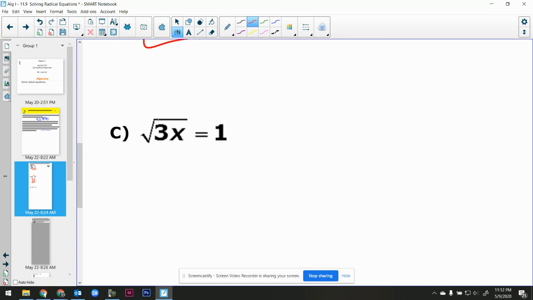So 50 is equal to x. Same thing here. I've got to square the opposite side. Don't divide by 3 yet. I've got to square the opposite side to break in and get that 3x. So this is 1 squared, or just 1. And then x is 1/3. 1 divided by 3, or about 0.3 if you want it in decimal form.